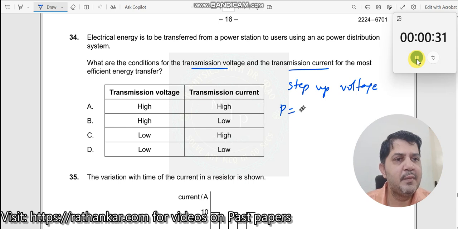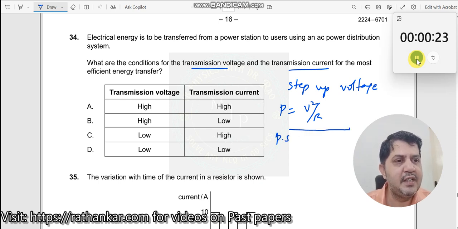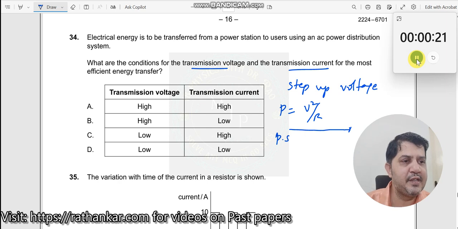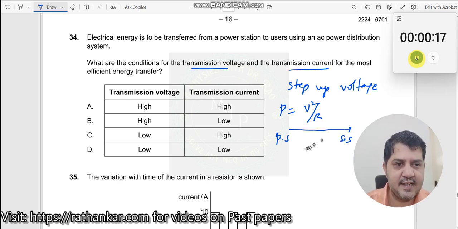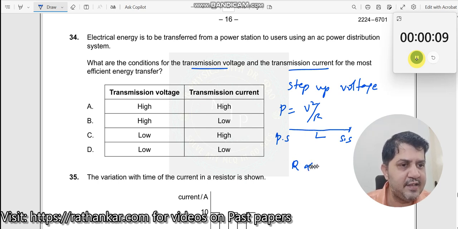Because P is equal to V square by R, and when the distance between the power station and the substations, where our domestic uses are being served, is very large, the length of the cable that you require is also very large. When the length of the cable is larger, then the resistance is also very large, right? Because R is equal to rho L by A, and R is proportional to L.